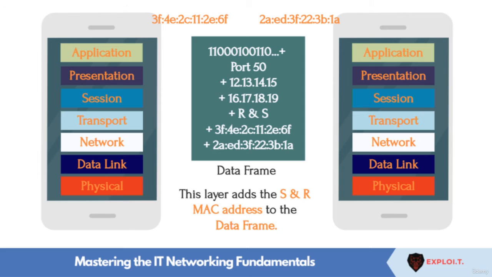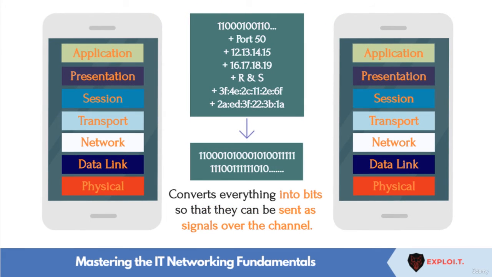The data link layer adds the MAC address of the sender and the receiver to the frame, and then this frame is sent to the physical layer, or layer 1, so that it can actually be transferred in the form of bits or signals from one point to the other. When the data comes to the last layer, the physical layer, everything in the data frame is converted into binary bits.